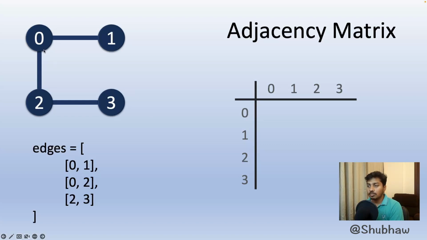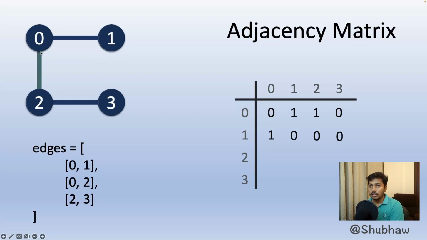We see that there is no edge from 0 to 0, so the value will be 0. There is an edge from 0 to 1, so we'll add 1 here. Similarly, there is an edge from 0 to 2, so we will add 1 again here. There is no edge between 0 and 3, so we will add 0. Since this is an undirected graph, there is a connection between 1 and 0 as well, so we will mark it as 1. For 1 and 1 there is no connection, so it will be 0. For 1 and 2 we do not see any connection, so again 0. And similarly for 1 and 3 we will mark it as 0.